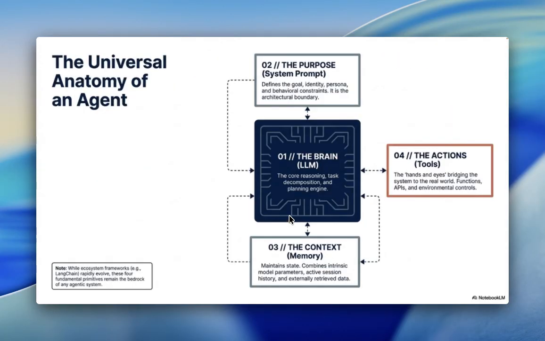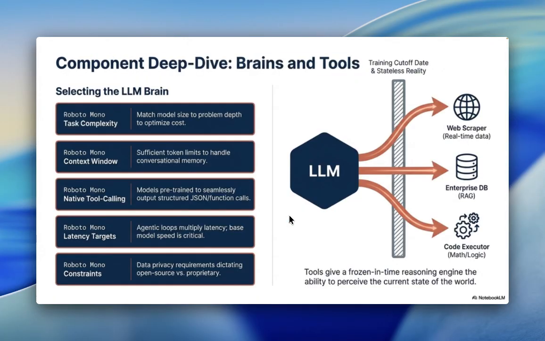The universal anatomy of an agent. While the ecosystem of frameworks, for example LangChain, rapidly evolves, these four fundamental primitives remain the bedrock for any agent. The brain, the LLM: the core reasoning, task decomposition, and planning engine. The purpose, the system prompt: defines the goal, identity, persona, and behavioral constraints. It is the architectural boundary. The context, the memory: maintains state, combining intrinsic model parameters, active session history, and external retrieval data. The action, the hands and eyes: bridging the system to the real world through function APIs and internal controls.